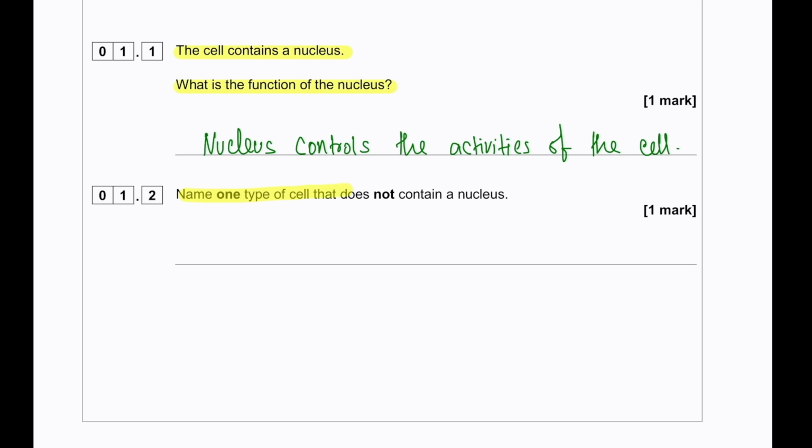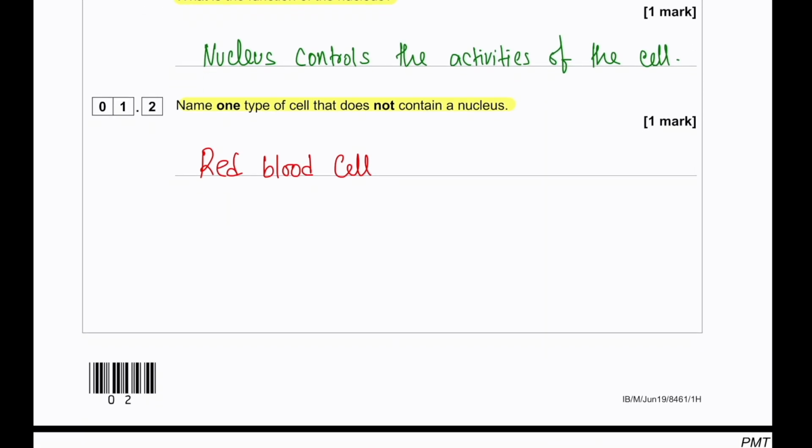Name one type of cell that does not contain a nucleus. We know that red blood cells do not contain a nucleus. So we can write red blood cell. Now the main reason why red blood cells do not contain a nucleus is that a red blood cell wants to increase the space in which the hemoglobin is carried, and also it wants to increase the surface area compared to its volume ratio. So to increase the surface area, it requires a biconcave disc-like structure, and to achieve that, it dissolves its own nucleus.